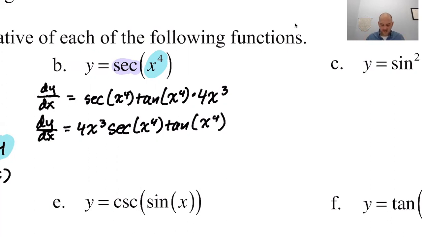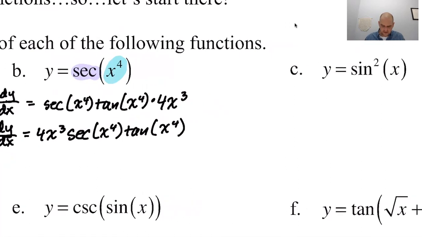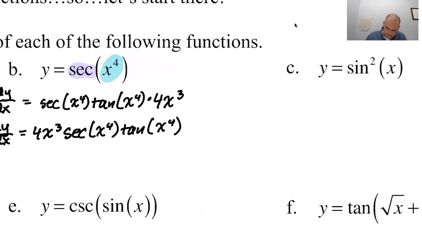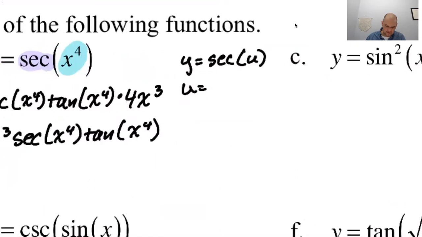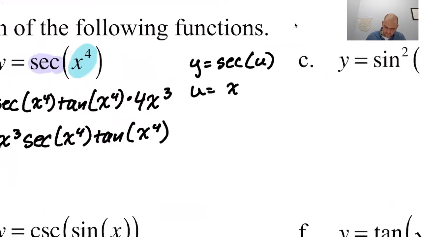The key thing is you've got to get used to looking at a composition and decomposing it. So here, an alternative approach would be to say y equals the secant of u, and then u is equal to x to the fourth. I think I'm just zoomed in more. Okay, so u is equal to x to the fourth. So if you do y of u, you just get secant of x to the fourth.